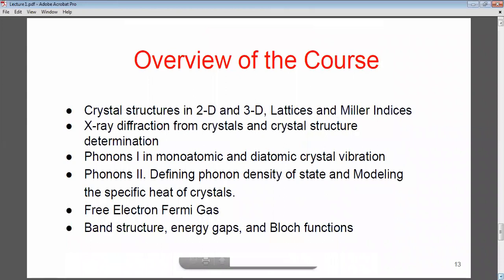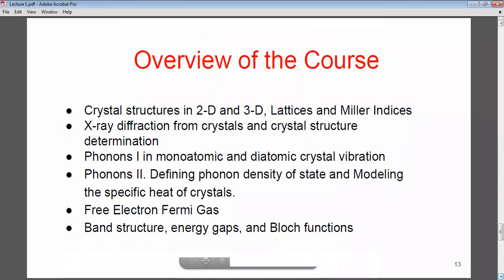Overview of the course. What are the topics that we will be dealing with in this course? We will start with crystal structures in 2D and 3D, okay? Of course, in the very, very beginning, I will introduce it in 1D, although there is nothing called a crystal structure in 1D, but we will see how we can move from 1D to 2D to 3D.